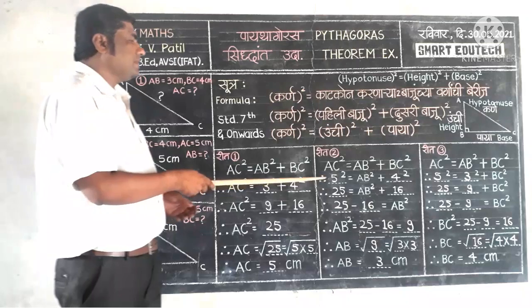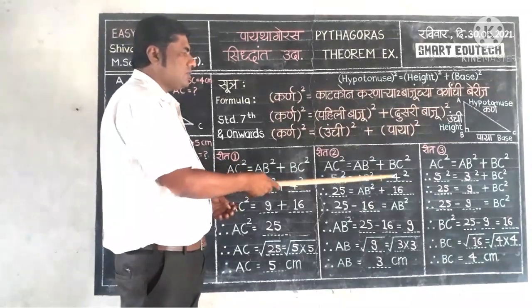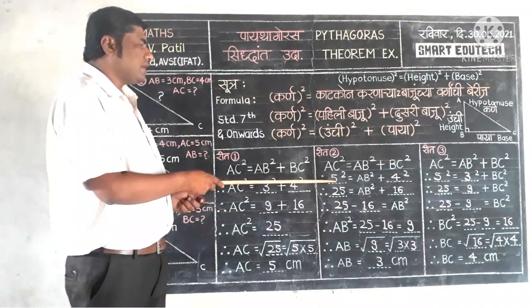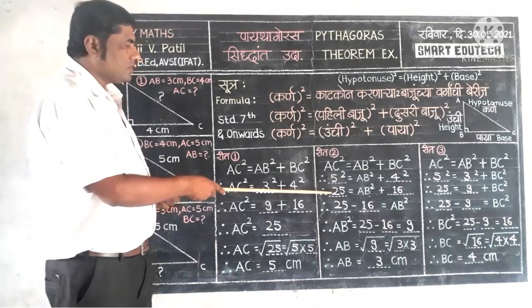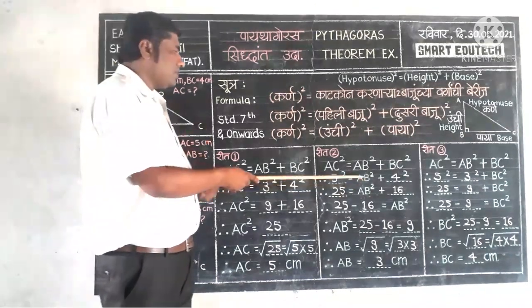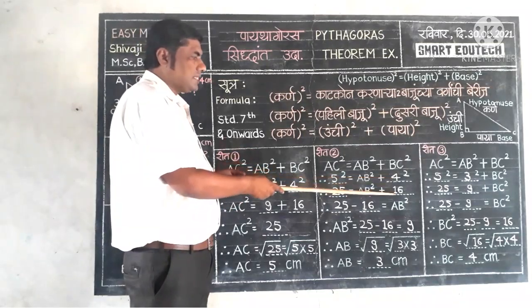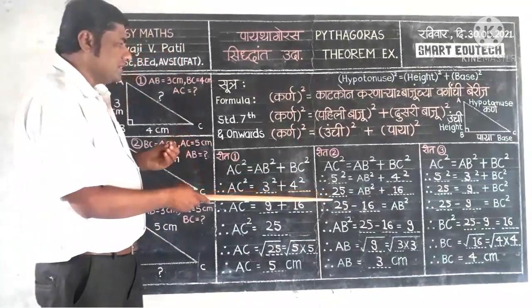Now the second step will become 5 square is equal to AB square plus 4 square. In the third step, what is the square of 5? The square of 5 is 5 5s are 25. So write here 25 is equal to AB square plus square of 4. 4 4s are 16. Now look carefully.